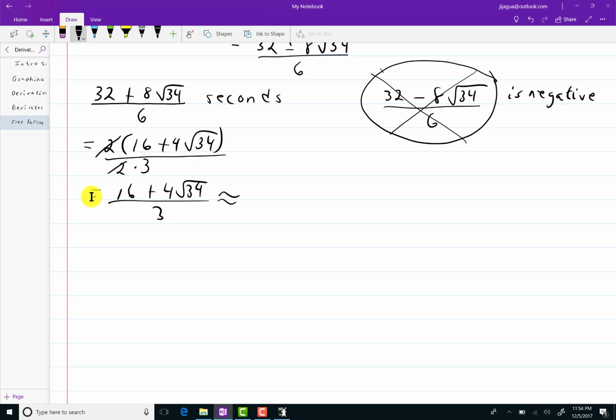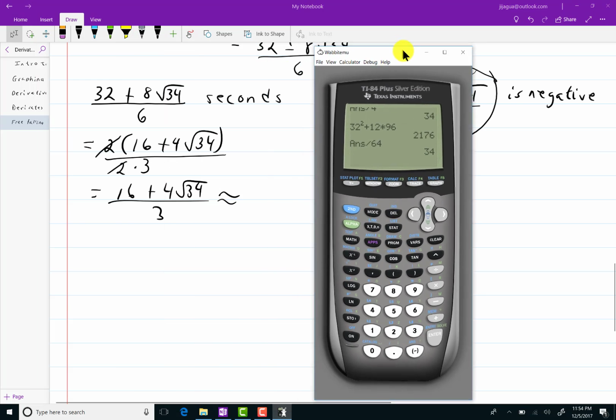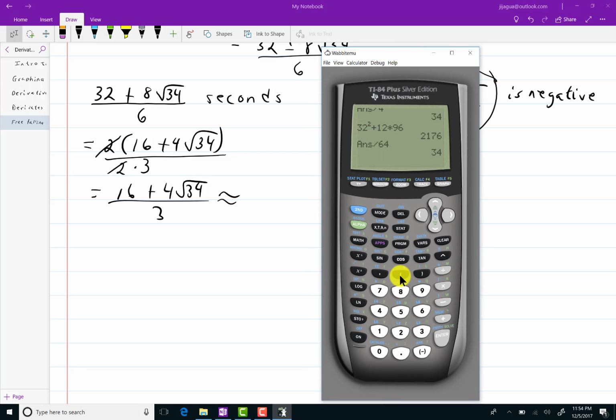And I'll go ahead and get a decimal for that now. It's not too hard to do on the calculator as long as you're okay with your parentheses. Let me put my parenthesis. 16 plus 4 square root 34. Finish the... No. Do you see what happened there? Got to get that out of there. I got to go back and delete that.